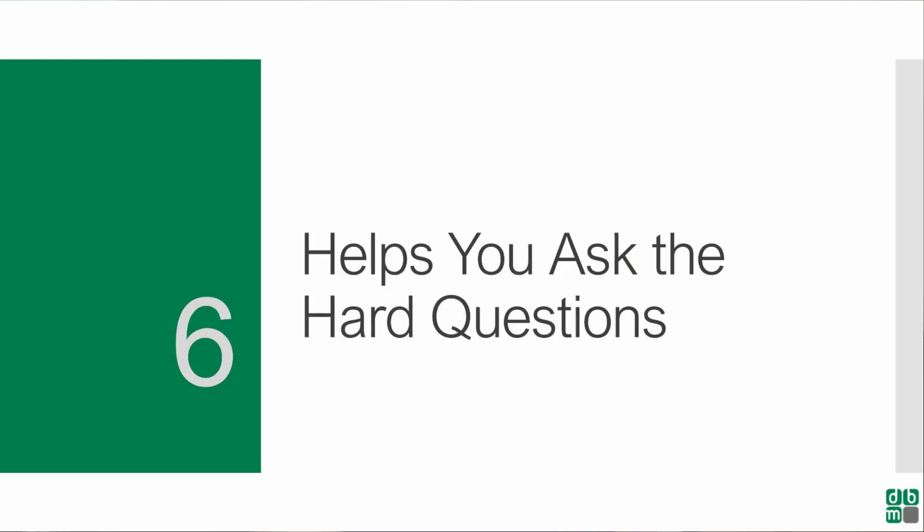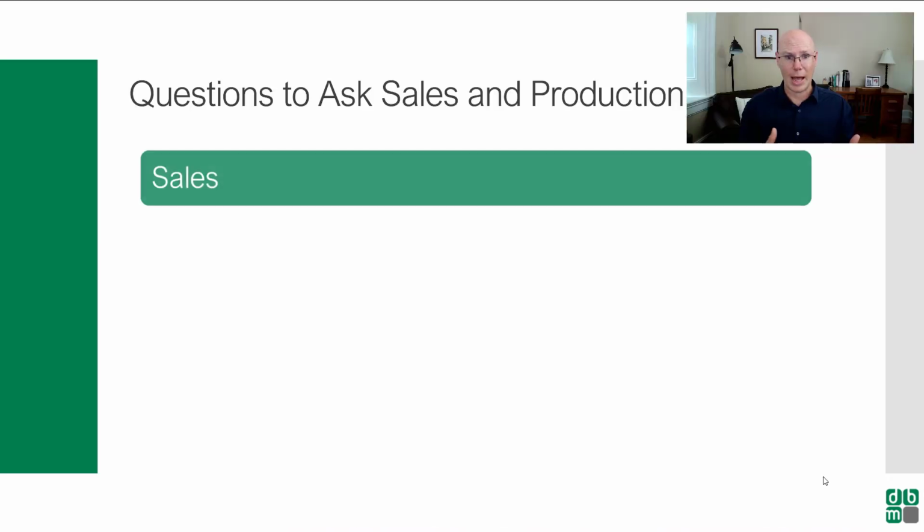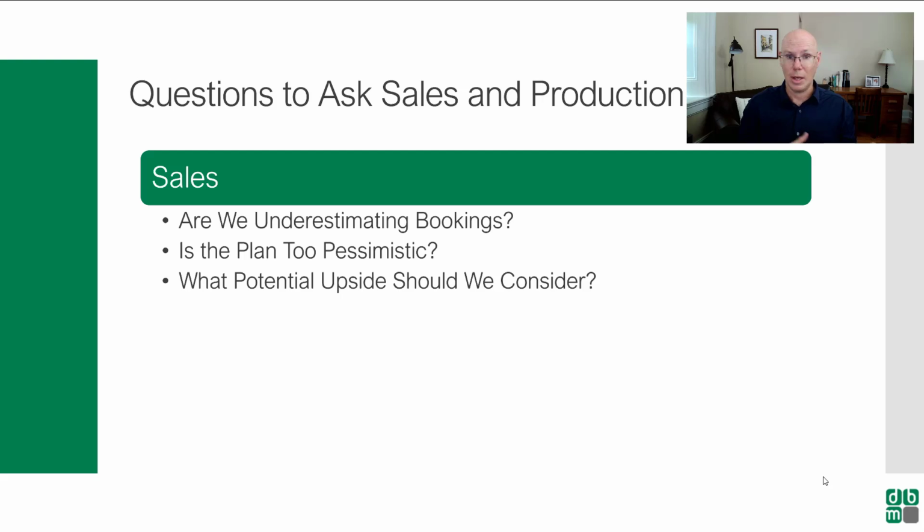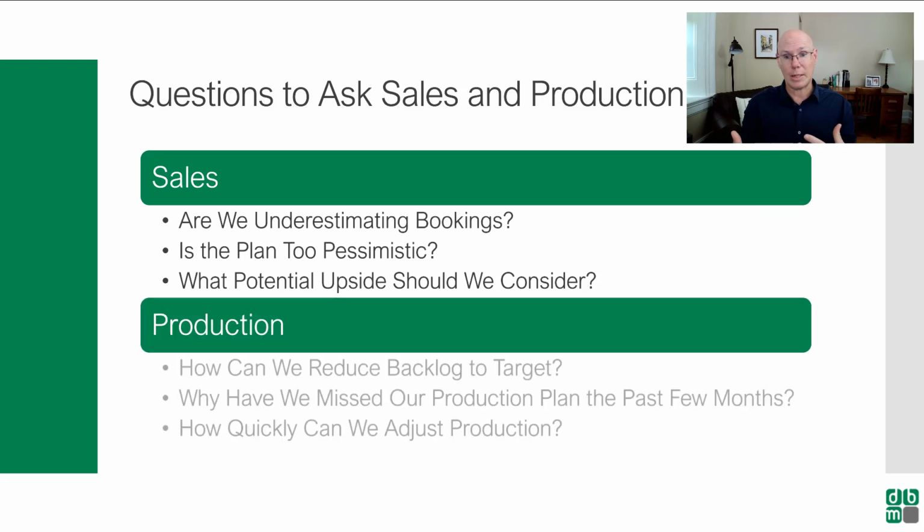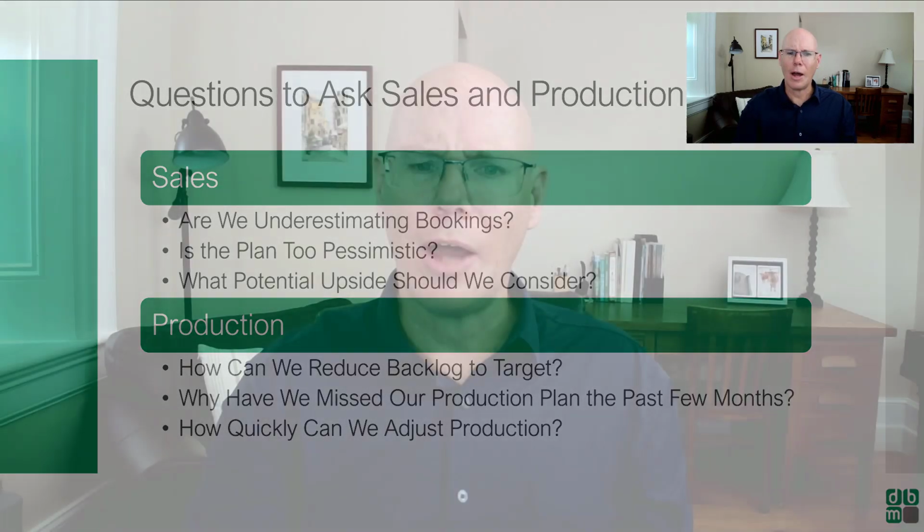Finally, the 5-section sheet helps you ask the hard questions. To sales, we might ask, are we underestimating bookings? If so, is the plan too pessimistic? And what potential upside should we consider? To production, what is it going to take for us to reduce our backlog to our target levels? The other question there is what has been happening over the last couple months, because we've missed our production plan. If bookings increase again next month, how quickly can we adjust production? Understanding these aspects will help you make informed decisions and keep your S&OP process on track.